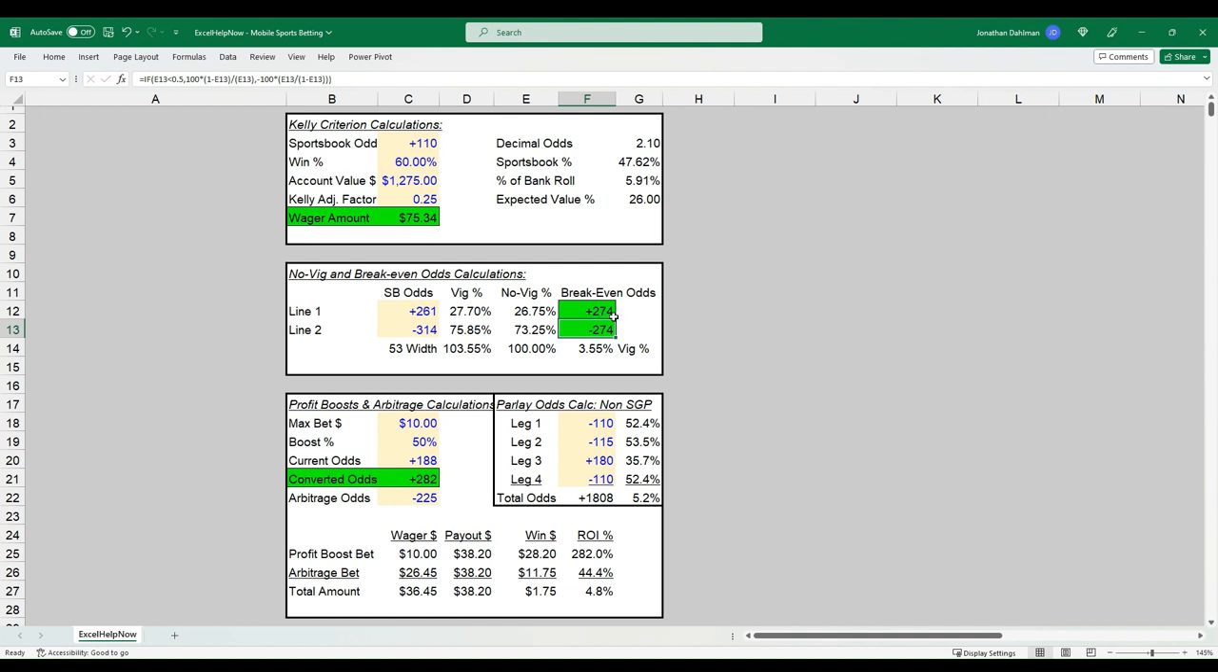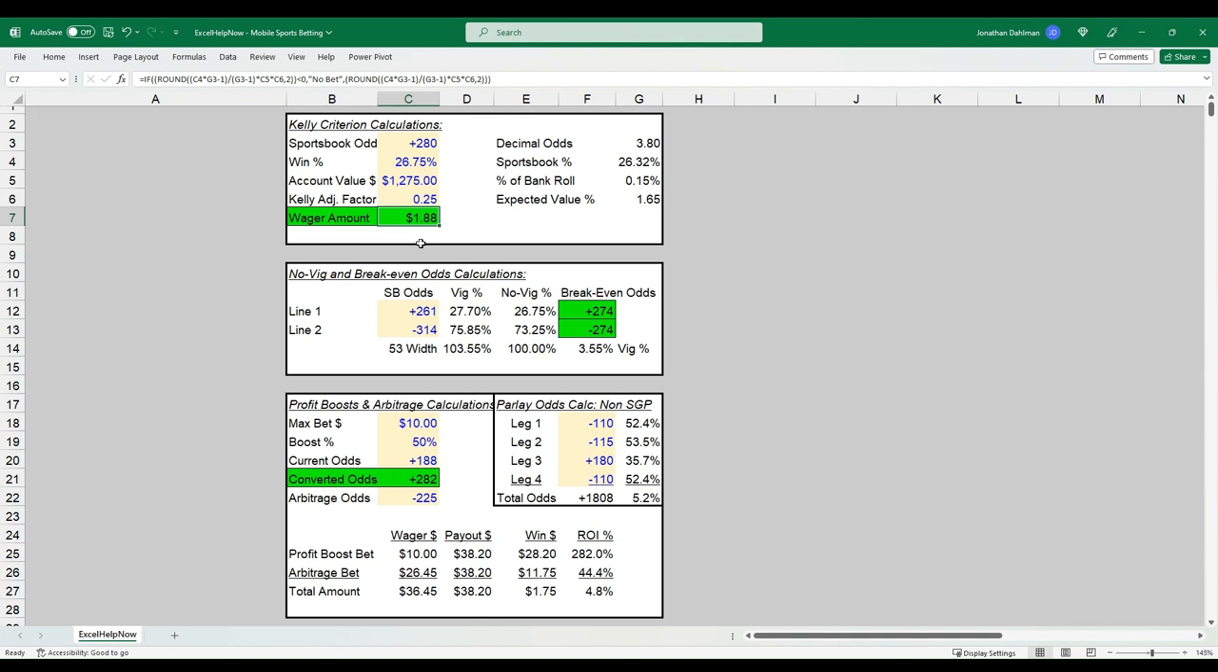So plus 274, sportsbook offering, let's say plus 280. My win percentage is 26.75%. So $1.88, small wager. It's not that big of an EV bet, but it is an EV bet. And that's a way you could quickly do it all on the same sheet.